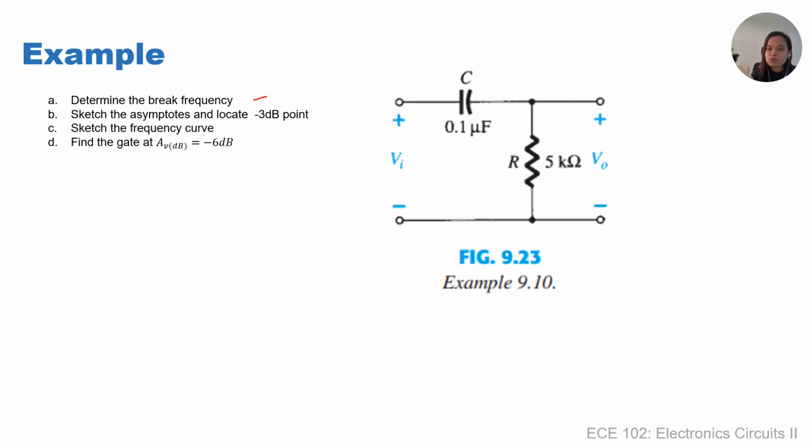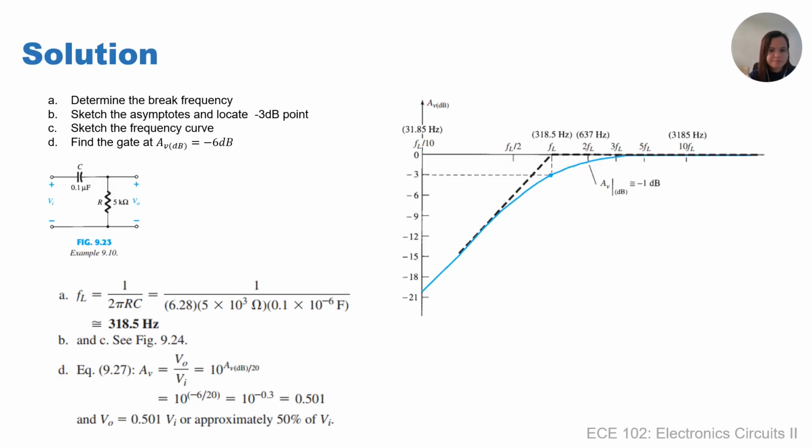In order to get the approximate real value of the frequency curve, we also need to get the negative 3 dB point, or the low cutoff frequency. And also we'll find the frequency at which the gain is equal to negative 6 dB.